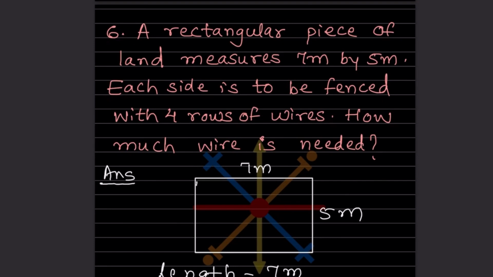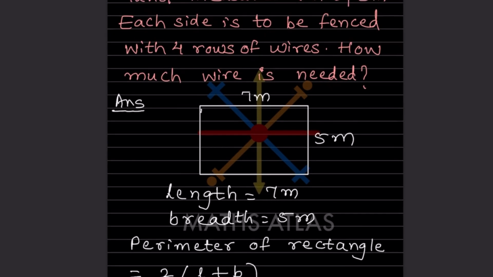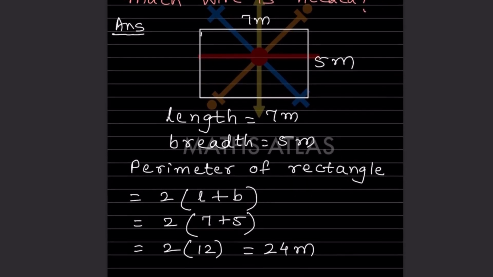Now a rectangular piece of land measures 7 meter by 5 meter. Again here, this is the length and this is the breadth. Each side of the land is fenced with 4 rows of wires. Now this is a rectangular piece of land and this is 7 meter. So first thing, let us write the length and the breadth over here and let us find the perimeter. But what is this? 4 rows of wire. I'll tell you what it is. Now first let us find the perimeter.